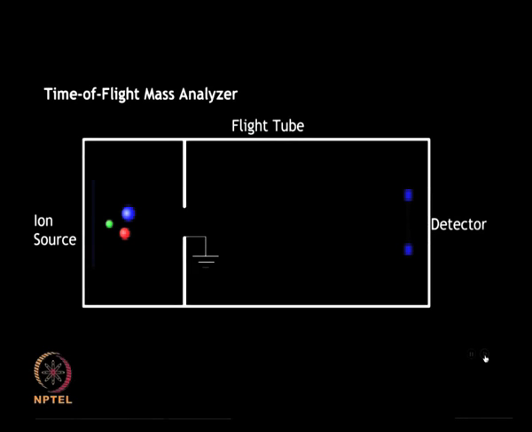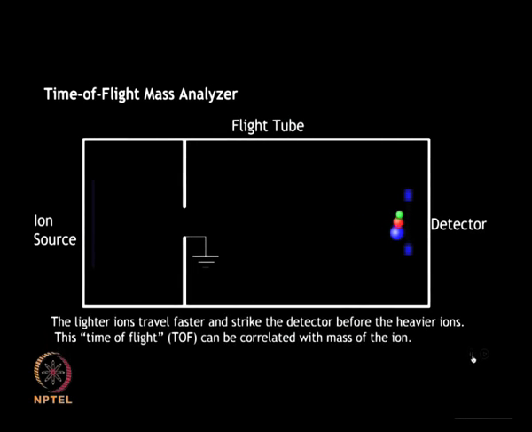In case of small molecules, this mode usually provides sufficient resolution. The generated ions are accelerated towards the detector, with the lighter ion travelling through the TOF tube faster than the heavier ions. So, the lighter ion travels faster and strikes the detector before the heavier ion reaches the detector. This time of flight in the TOF tube can be correlated with the mass of the ion. So, the time of flight of the ions can be correlated with the mass to charge ratio.